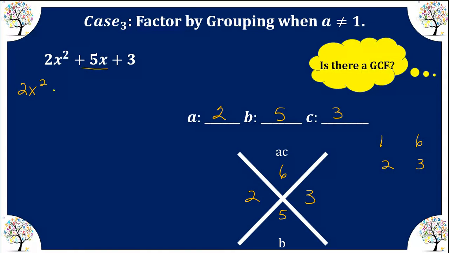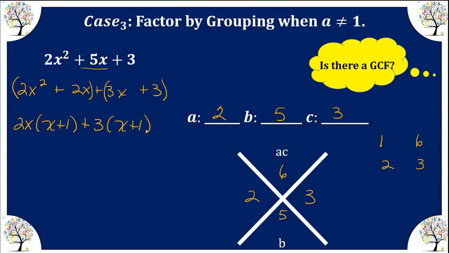2x squared plus 2x plus 3x plus 3. We have 4 terms. We're going to group the first two, and group the last two. I'm going to factor out the GCF, and notice this time it's not just an x. So we have 2x here, and we're left with x plus 1. We have a plus as our operation. I'm going to factor out a 3, and I'm left with x plus 1.